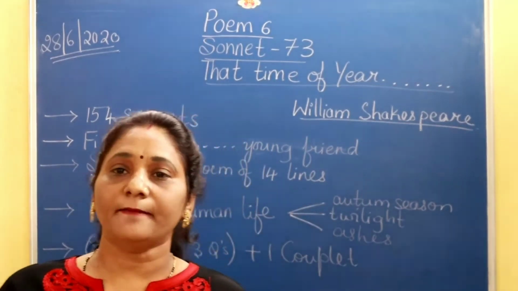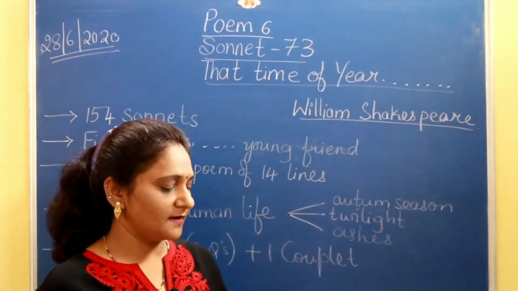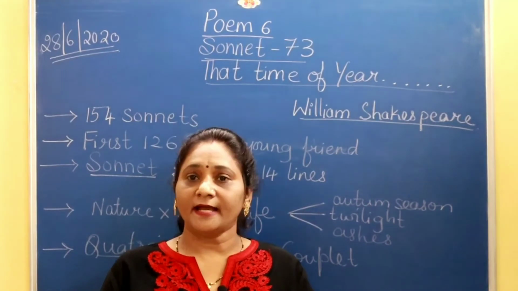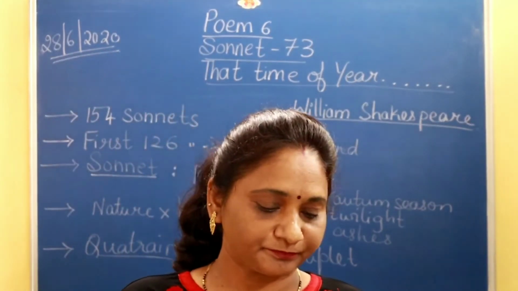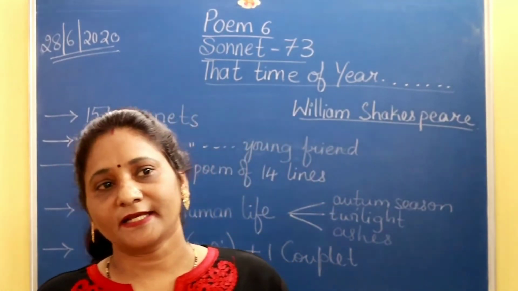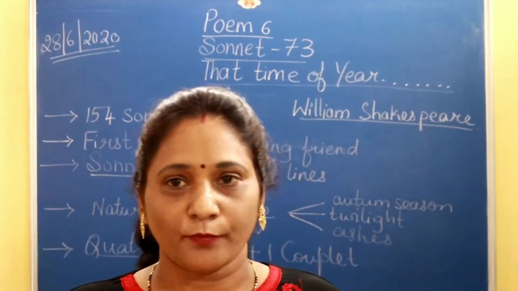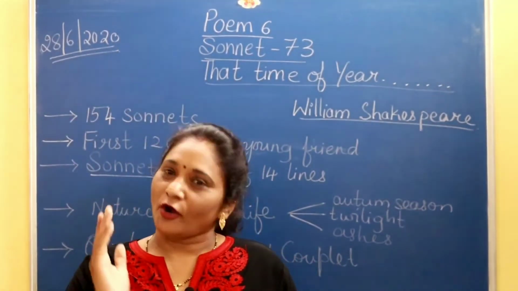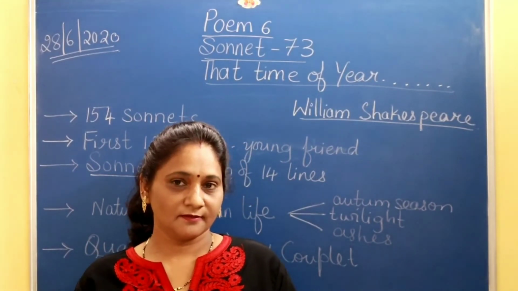When does love become more strong? Such questions will appear in the exams. Or how are stages of human life compared to the seasons in nature? The comparison, the whole summary you have to write. So these are the most likely questions asked from Sonnet 73. Hope you all have understood the summary, got the important points which appear for examination.